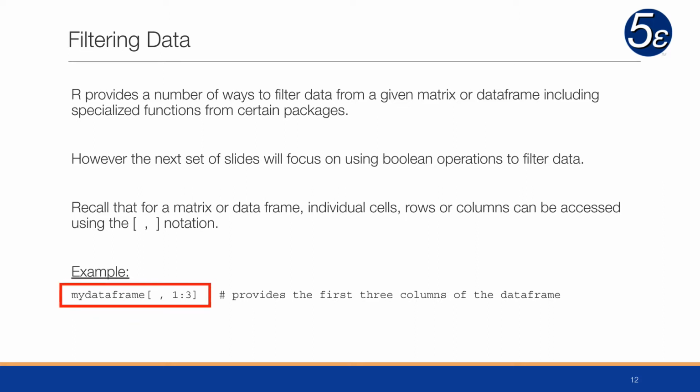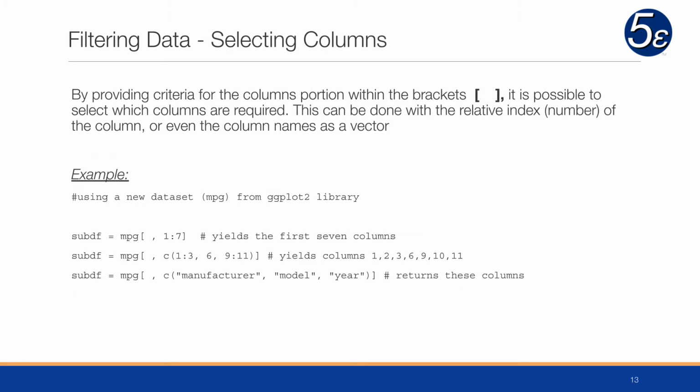My data frame, bracket, comma, 1:3, provides the first 3 columns of the data frame. By providing criteria in the columns portion within the brackets, it's possible to select which columns are required. This can be done with the relative index, or number, of the column, or even the column names as a vector. Let's take a look at an example.